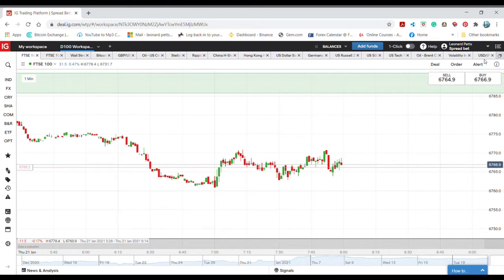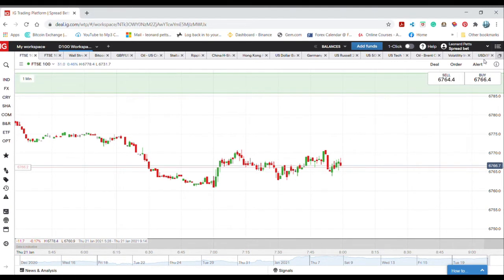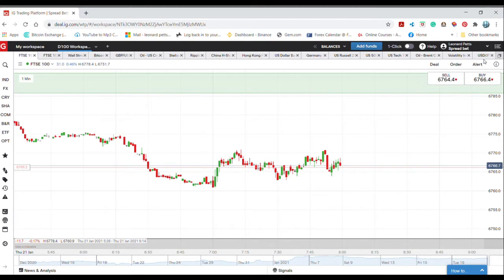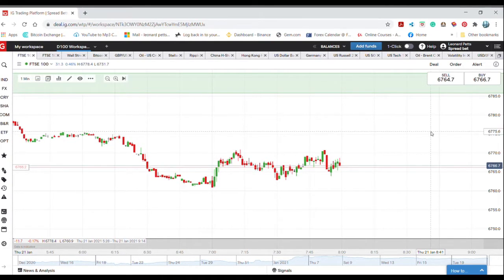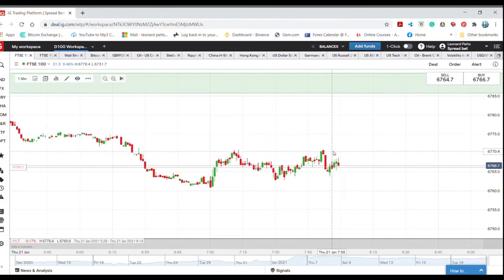Okay, back again. So, time is 7:59 on the 21st of January 2021, and we're looking to trade the FTSE. So, open is just about to happen.